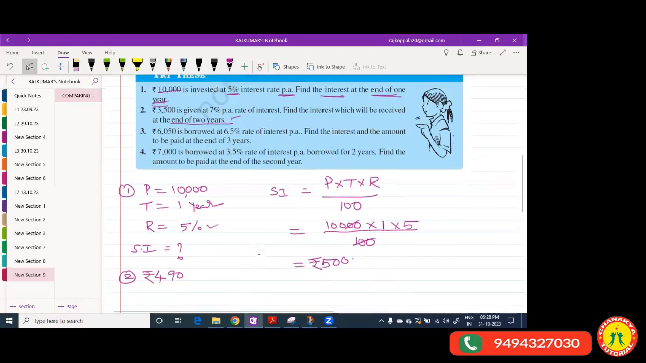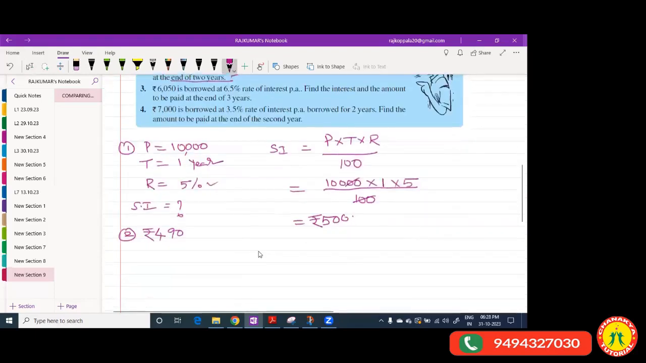Now let us see the third one. What is the principal amount in the third one? Rupees 6,050 is borrowed at the rate of interest. Rate of interest is how much? 6.5. Okay, and what is the time? Third one, time. So 3 years. Yes, it will be 3 years.